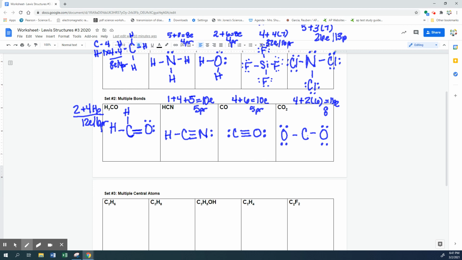But carbon is not happy yet, and neither is oxygen. So they each need 1 more pair. So we add a double bond. Check to make sure oxygen's happy. It has 4. Carbon has 4. This oxygen has 4. Check to make sure we only used 8 pairs. 1, 2, 3, 4, 5, 6, 7, 8.